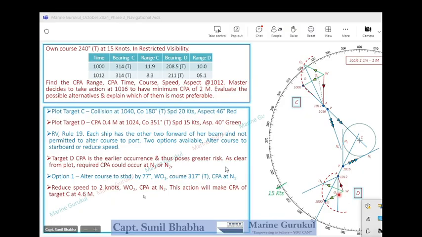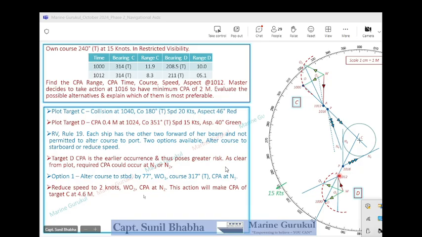Now we measure this distance, WO2. This distance has to be covered in 12 minutes. We interpolate for this for a period of 1 hour, and that gives us our new speed. And the new speed of our ship comes to 2 knots. So if we reduce the own ship speed to 2 knots, WO2 will be the own ship vector.